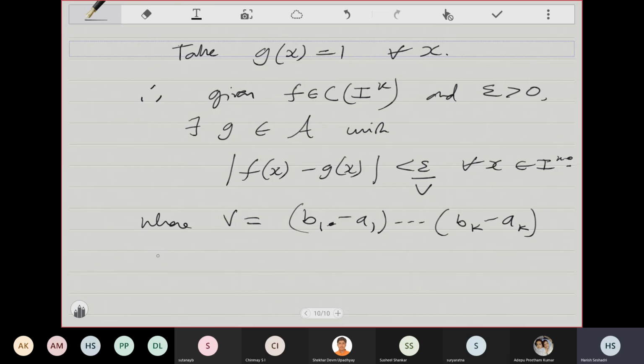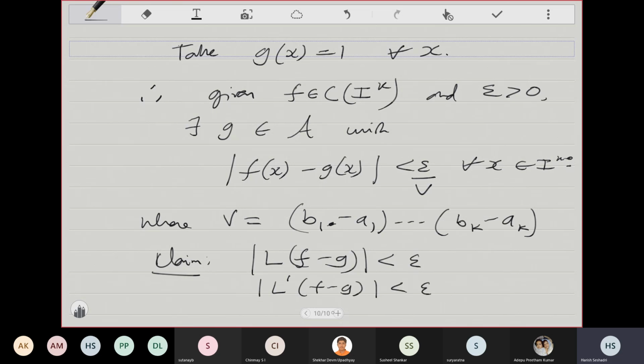Now, the first claim is that |L of f minus g| is less than epsilon and |L prime of f minus g| is also less than epsilon.